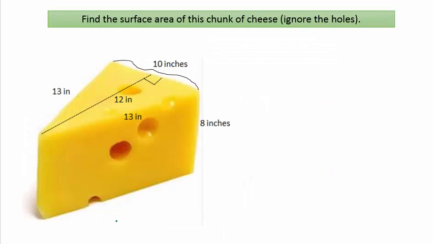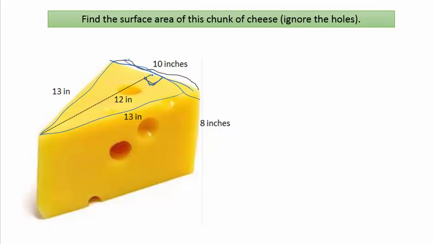Okay, what if we had to find the surface area of this chunk of cheese, and we're going to ignore the holes on it? Well, we're just going to have to find the area of the top, the bottom, and then the three sides. So the top is a triangle, and remember, base and height have to meet at a right angle. Well, here's our right angle right here.